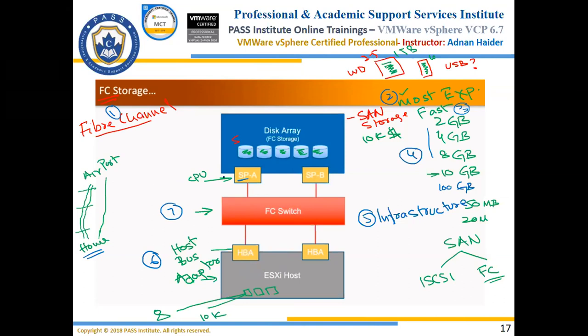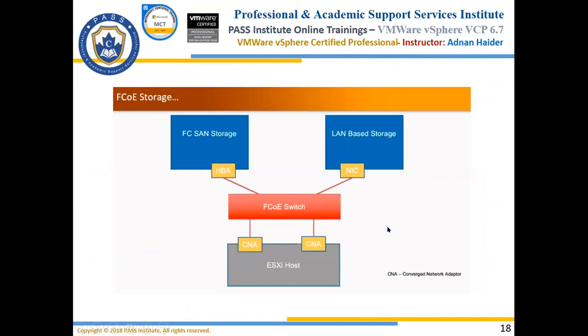All the traffic is going through FC to SP1 and SP2. Guys, a little cheaper solution is FCOE. If your company is not willing to pay for the FC storage, HBA will definitely be there, but FCOE can connect to an HBA and it can connect to a normal NIC as well. Here you can see it's a normal NIC where the normal storage is connected. So this is known as FCOE, which is fiber channel over Ethernet.